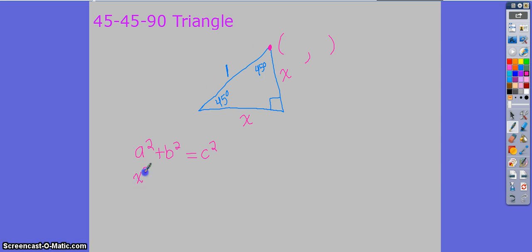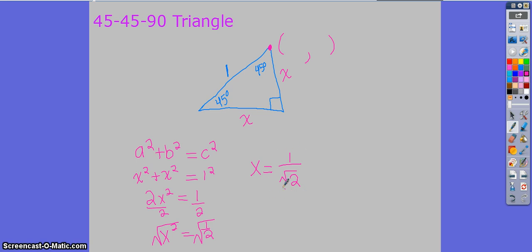I have x squared plus x squared equals 1 squared. x squared plus x squared is 2x squared. 1 squared is just 1. And now to solve this equation for x, I would divide both sides by 2. That leaves me with x squared is equal to 1/2. And now to solve for x, I take the square root of both sides. The square root of 1 is 1, and I have a square root of 2 left in the denominator.